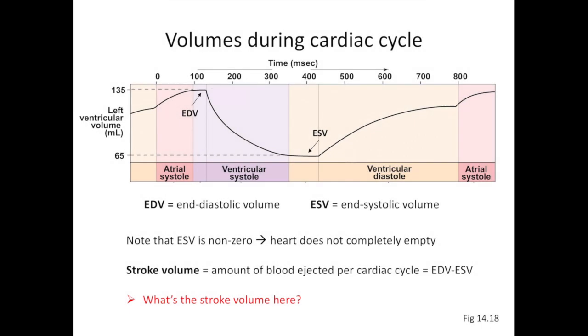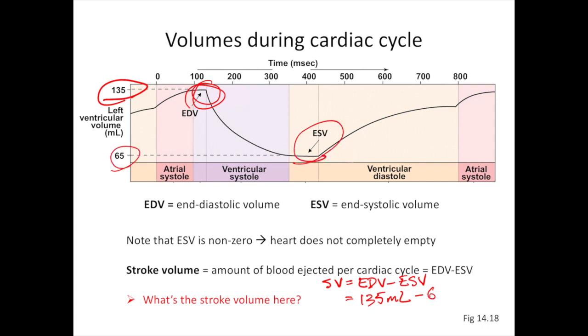Okay, so let's calculate the stroke volume here. So remember that stroke volume is end diastolic volume minus end systolic volume. Our end diastolic volume is 135 milliliters. So our stroke volume is going to be 135 milliliters minus the end systolic volume, which is 65 milliliters. So that gives us a value of 70 milliliters for our stroke volume.